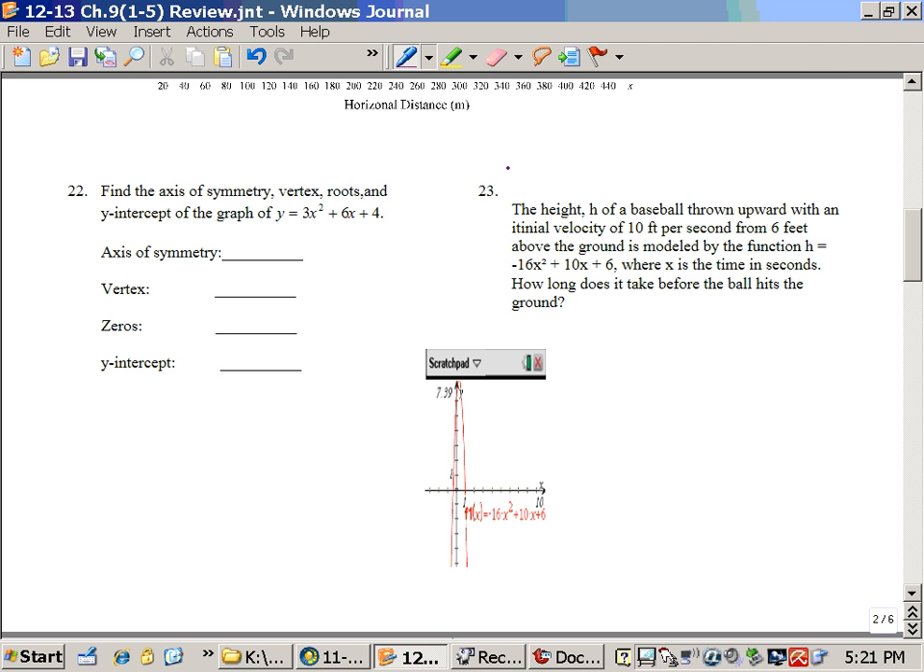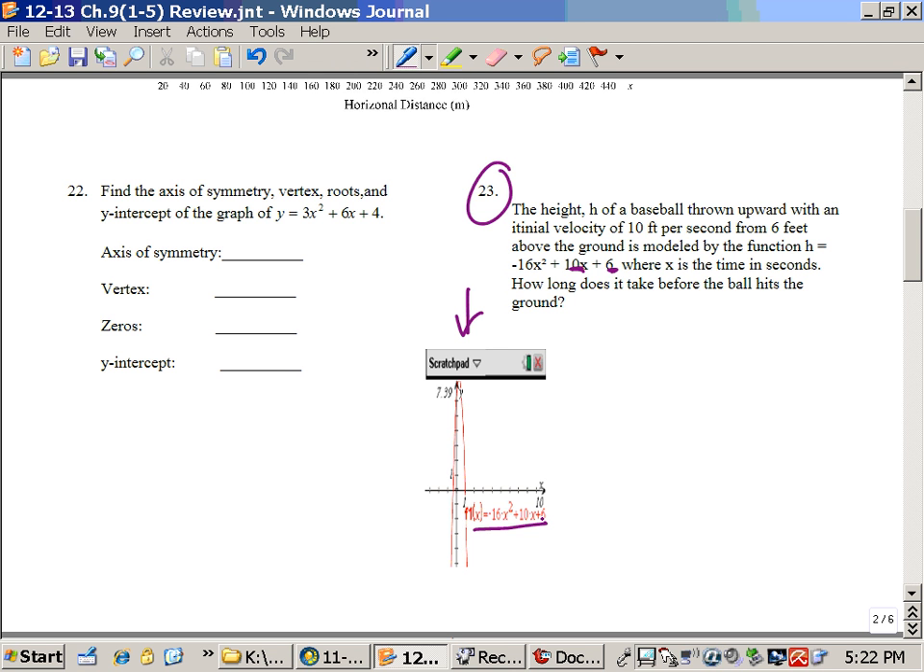Okay, so for number 23, I've decided to do this problem. We have the height of a baseball thrown upward with an initial velocity of 10 feet per second from 6 feet above the ground. So here's our initial velocity. Here's our 6 feet above the ground. How long does it take before the ball hits the ground? I know you don't have a calculator at home, so I have loaded the scratch pad right here. I've plugged in f of x, negative 16x squared plus 10x plus 6.